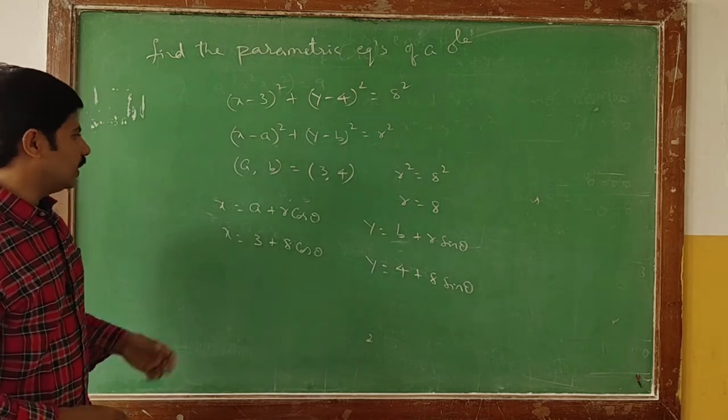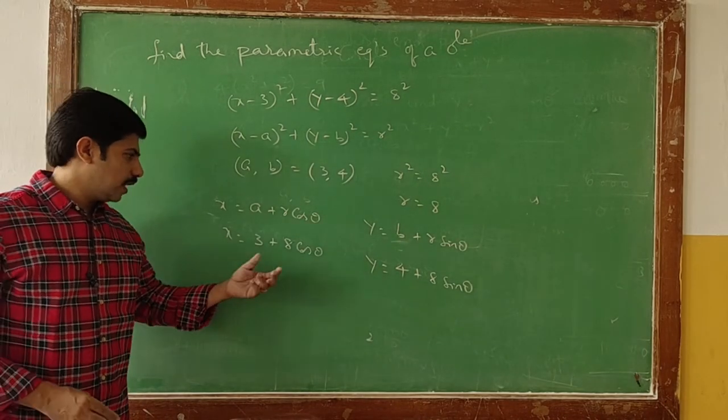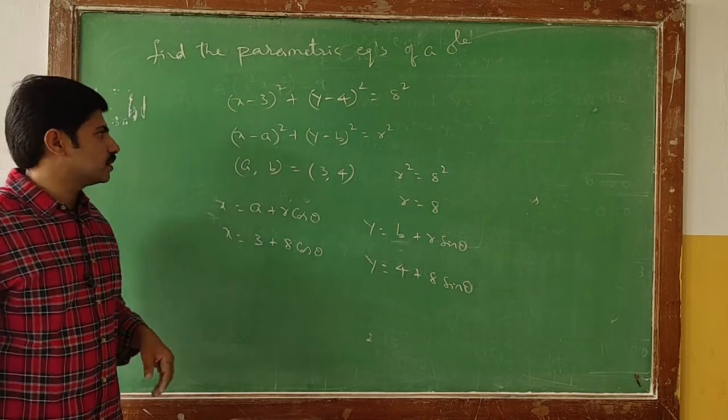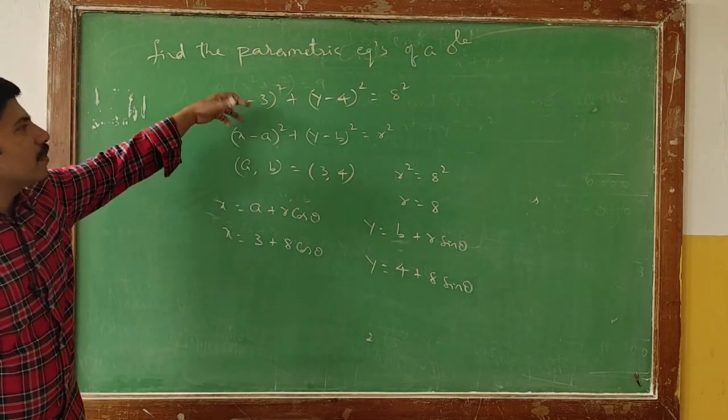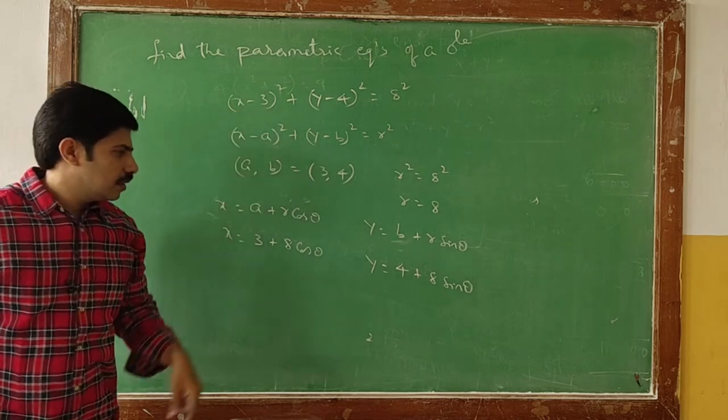That's all. Center you have to substitute and radius. And this theta is a parameter, right, as it is. So this is a parametric equation of a circle. Parametric equation of a given circle. Okay. Next.